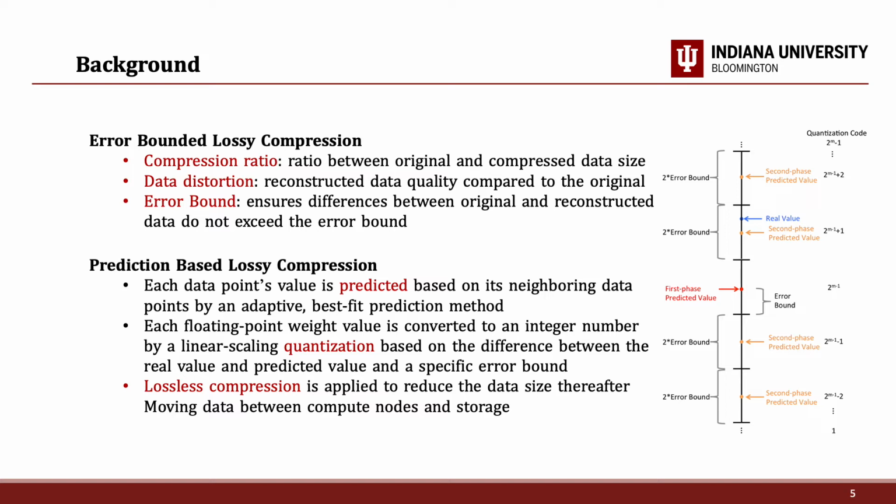And the fundamental principle of prediction-based lossy compression is that each data point's value is predicted based on its neighboring data points. Then we do a linear-scale quantization on the difference between the predicted value and the original value, as you can see on the right-hand side. Then we use various encoding techniques to encode this data, including Huffman encoding and another layer of lossless compression to improve the overall performance of the compression.